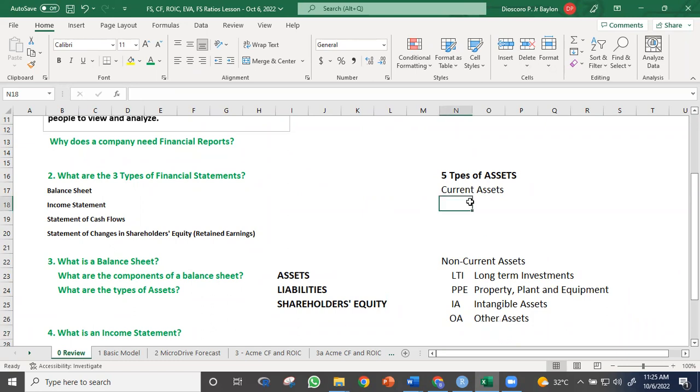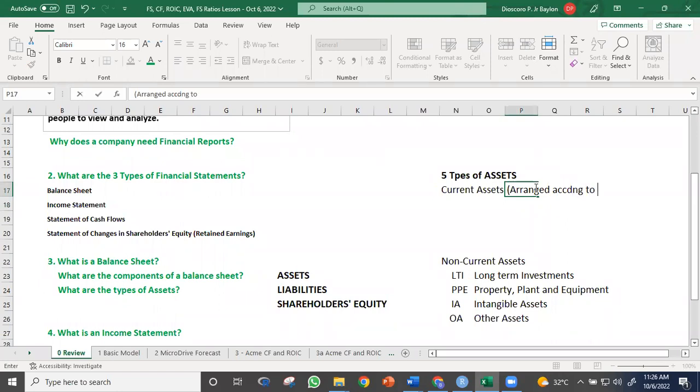For the current assets, these are also important. So what are the different types of your current assets? And how are current assets, by the way, arranged? Current assets are arranged according to liquidity. Okay, correct. Thank you.